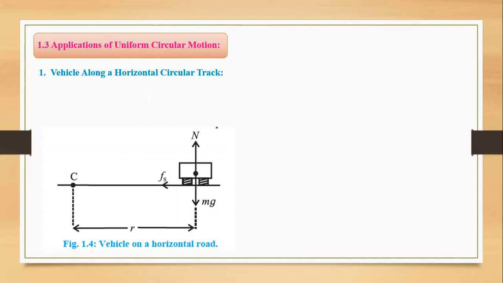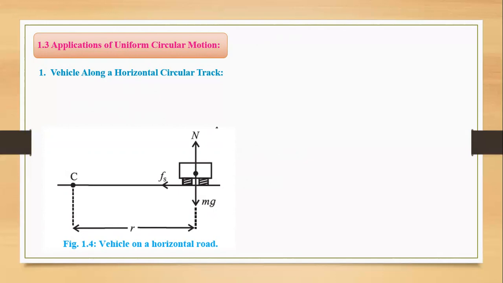You have already seen many times in ghat sections that there are speed limit boards. How do they decide the speed limit? Sometimes you may see the speed limit written as 40 km per hour, and you are driving a car at 60, 70, 80 also, and you can still safely negotiate that curve. Why is this so? You will get the answer in this article. Now we have to learn about a vehicle along a horizontal circular track.